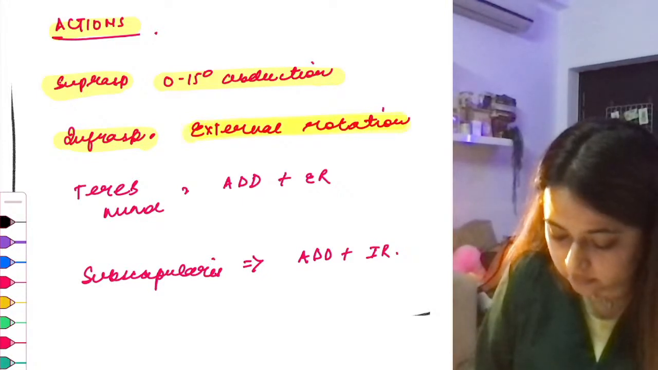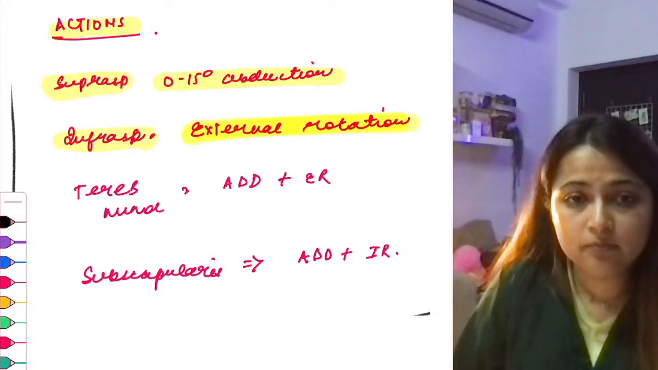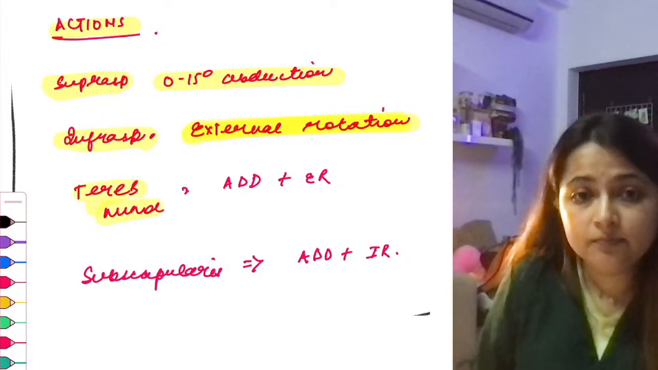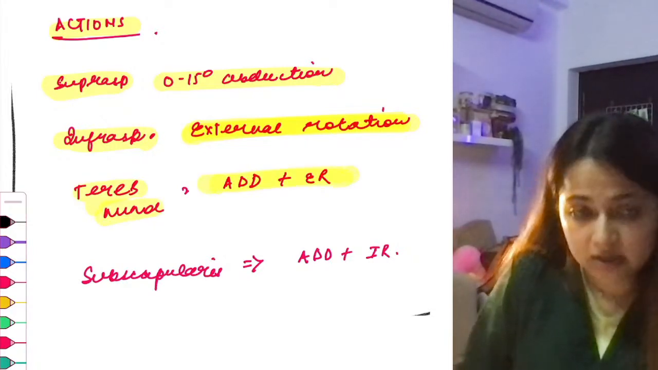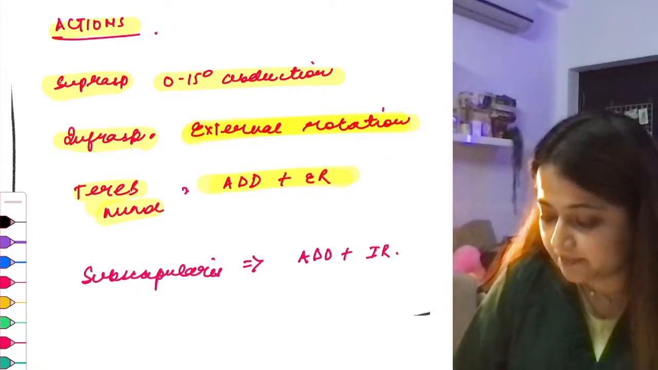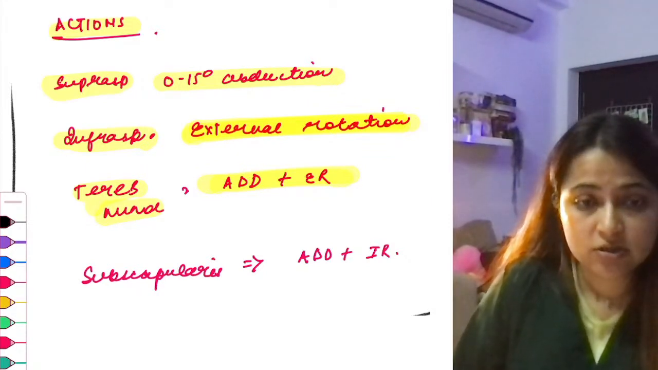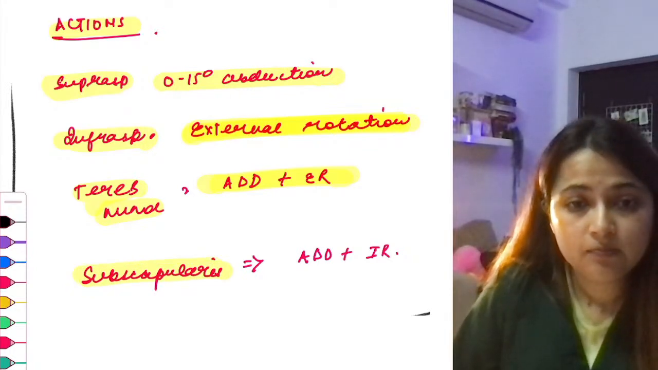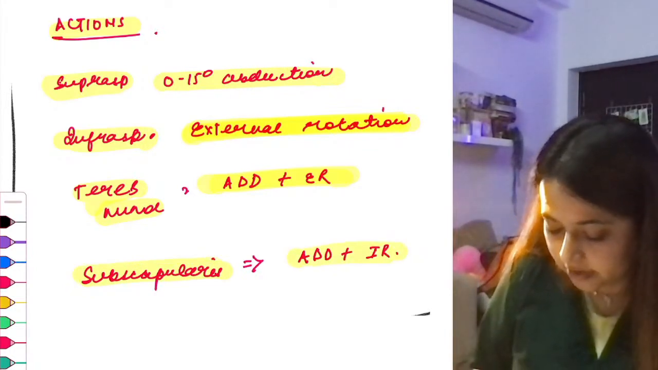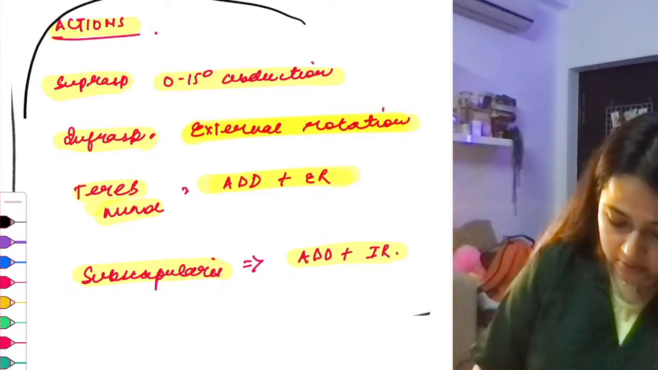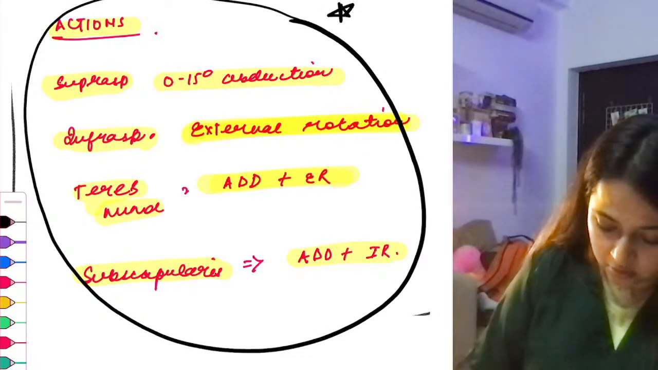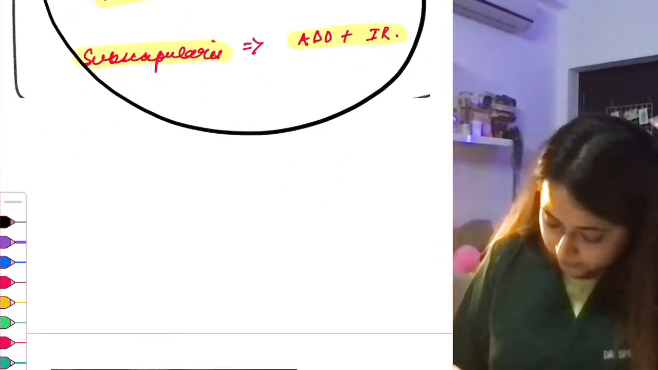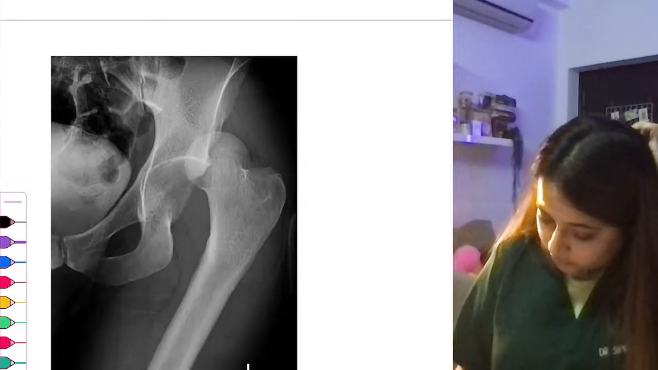Your answer is external rotation, ER. What is the action of teres minor? Your answer is adduction plus ER, that is adduction and external rotation. And what is the action of the subscapularis? Your answer is adduction and internal rotation. Okay, so these actions are also very, very high yield. Keep these in mind. Okay, moving on to the next image.